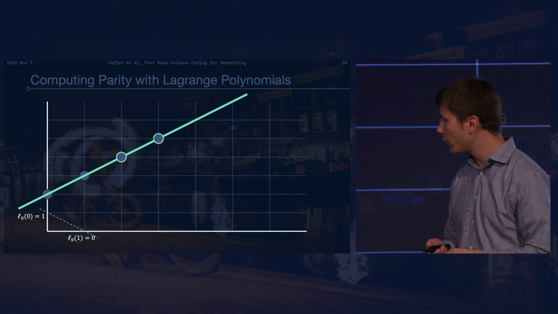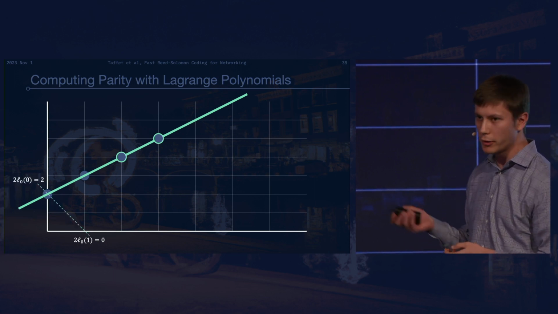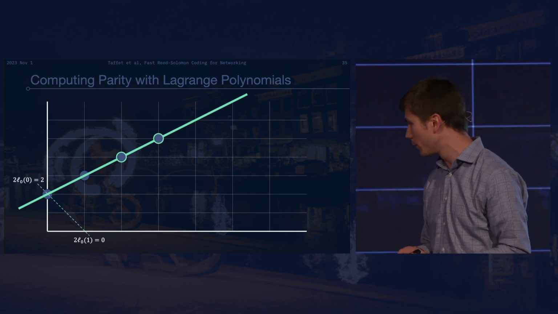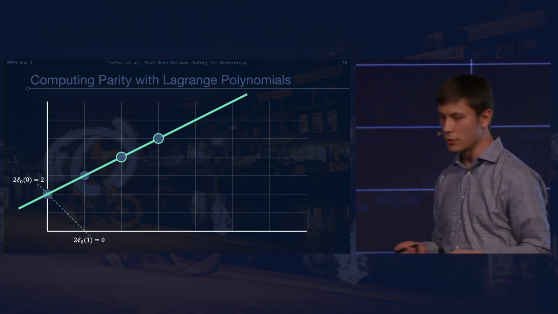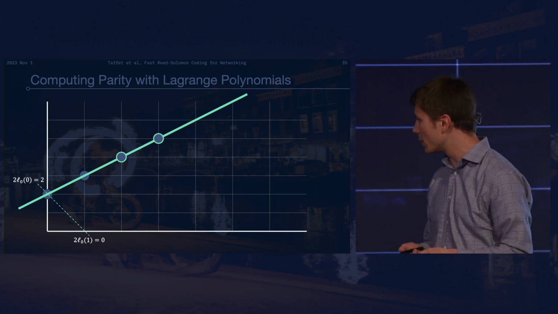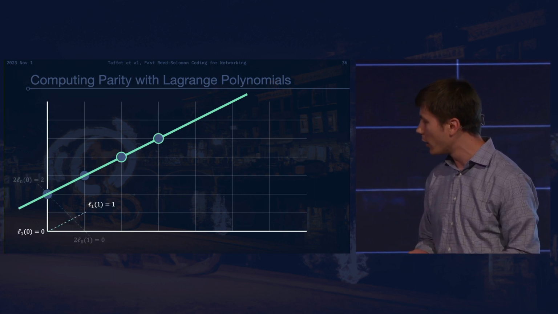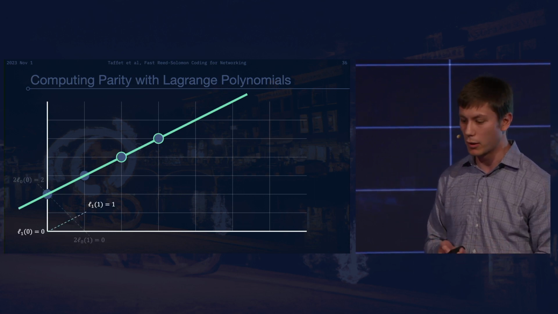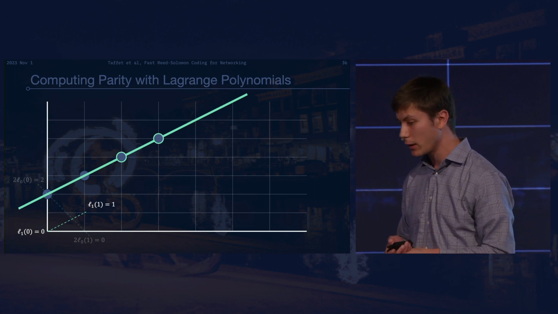And we take this line and we scale it by 2 because we're looking for a line that has 2 at 0. And of course, 2 times 0 is still 0, so that part doesn't matter. Okay, let's leave that line there and move on to L1, the second Lagrange polynomial for lines.